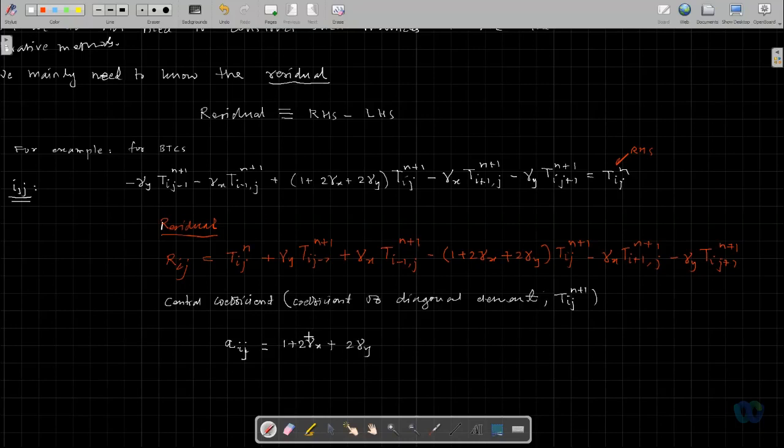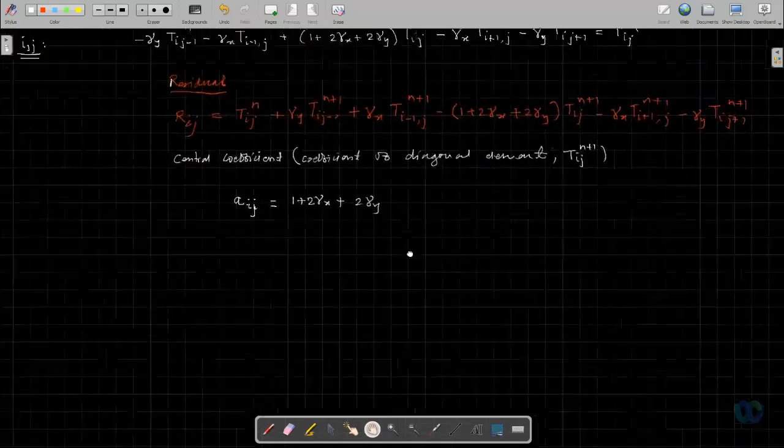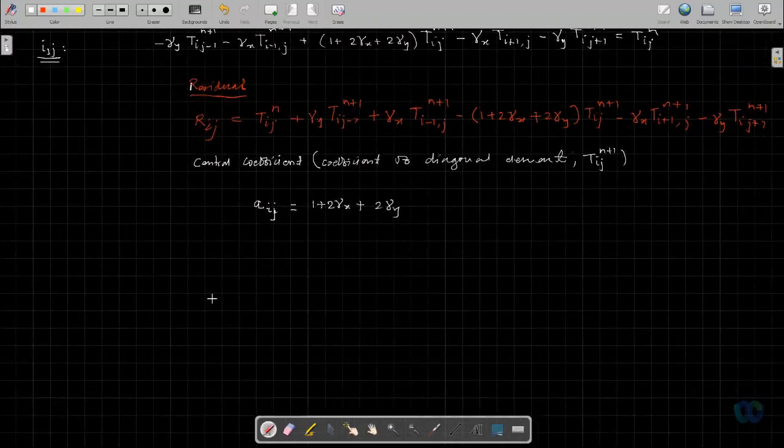Okay, so what we do is, we'll again see by some example. Say for example, you have a Gauss-Jordan method.